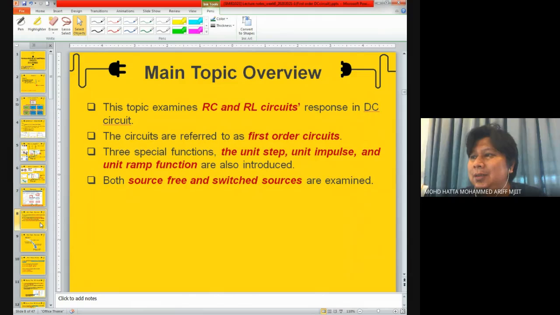We try to examine RC and RL circuit response in DC circuit, so something which looks like the circuit that you looked at earlier. We have a DC voltage source and R combined with a capacitor, or R combined with an inductor. That kind of circuit arrangement can be considered a first order circuit. Later on, we'll look at what is meant by special functions, for example a step input, unit step, unit impulse, unit ramp, where this kind of special function will be used in the step response of your first order DC circuit. It means that this is the source that we try to put inside our circuit.